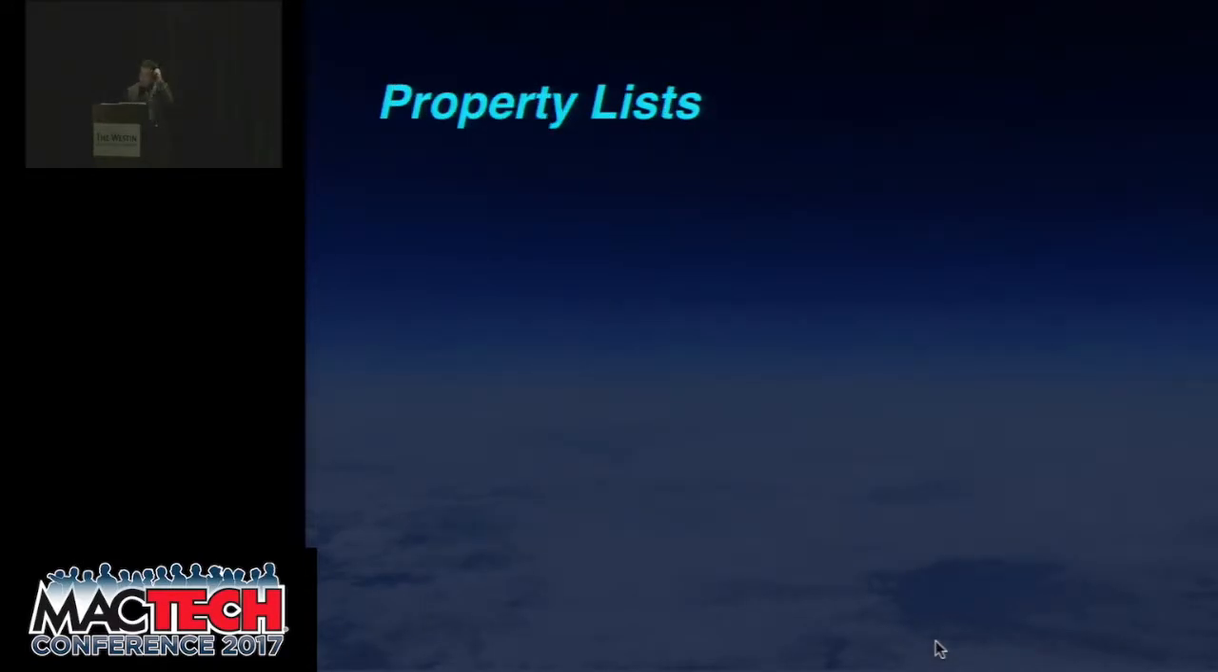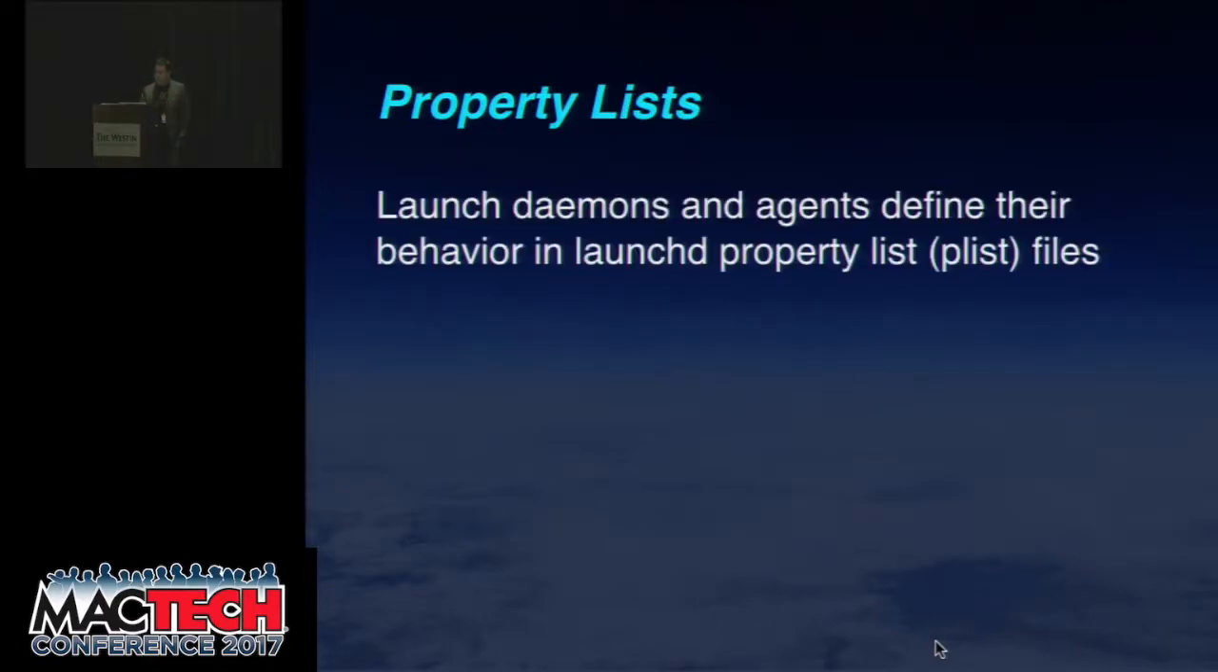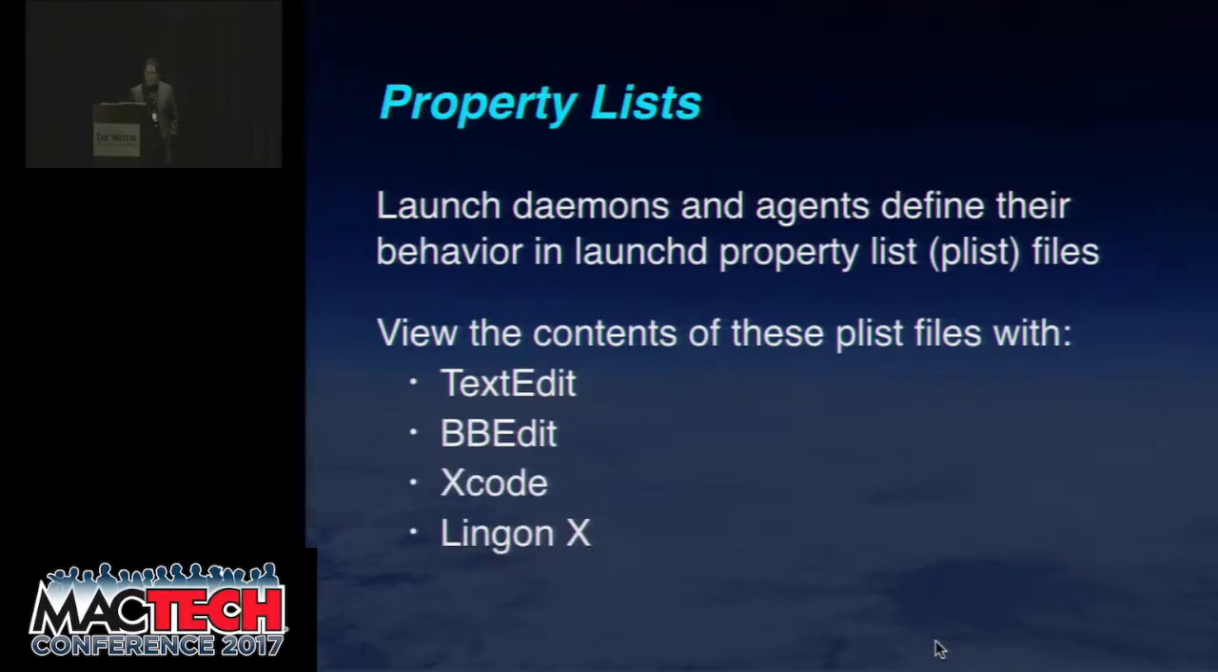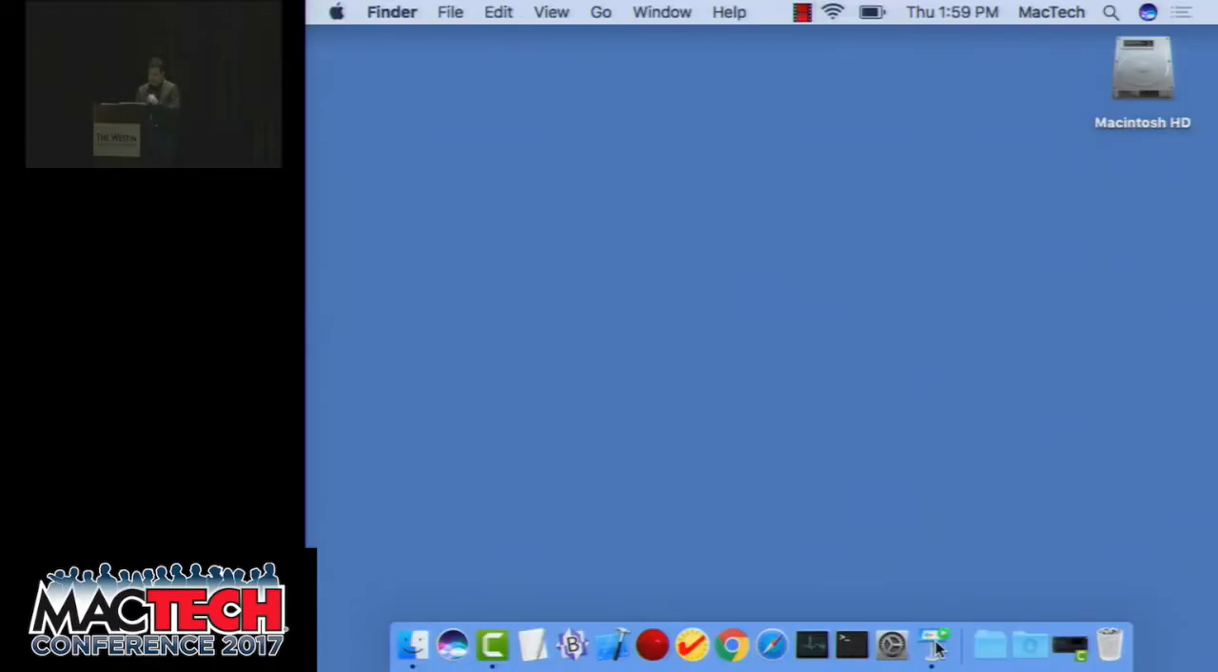Okay, so it's important to understand what a property list file is, AKA a plist file. So when I say plist file, it's a property list file. And launch daemons and agents define their behavior in these launchd plist files. You can view the contents, as I've mentioned before, of these plist files with TextEdit, BBEdit, Xcode, or Lingon X. So I'm going to switch back to the Finder, and we'll take a launchd plist file, and we'll open it in all of these methods.